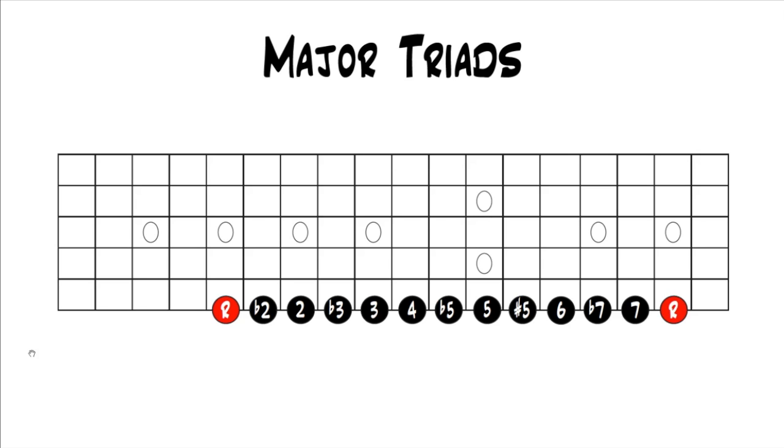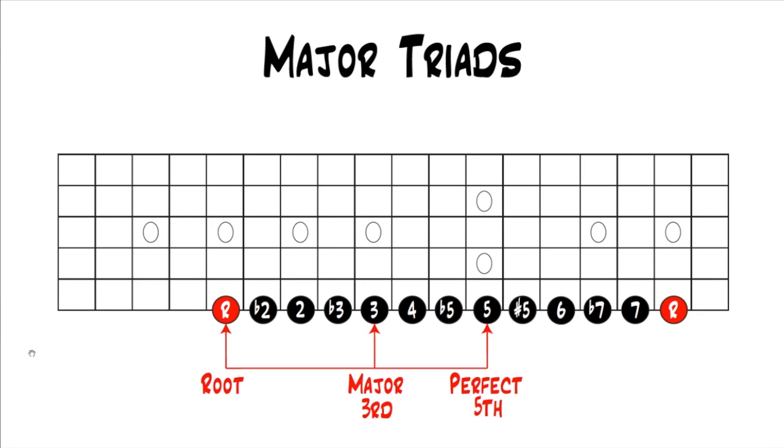So to build a major triad, you would start on the root, go up to the major third, and go up to the perfect fifth. So the major triad is the intervals root, major third, perfect fifth, or just 1, 3, 5. And this is also known as stacking thirds. Building these triads that we're talking about is also known as stacking thirds.